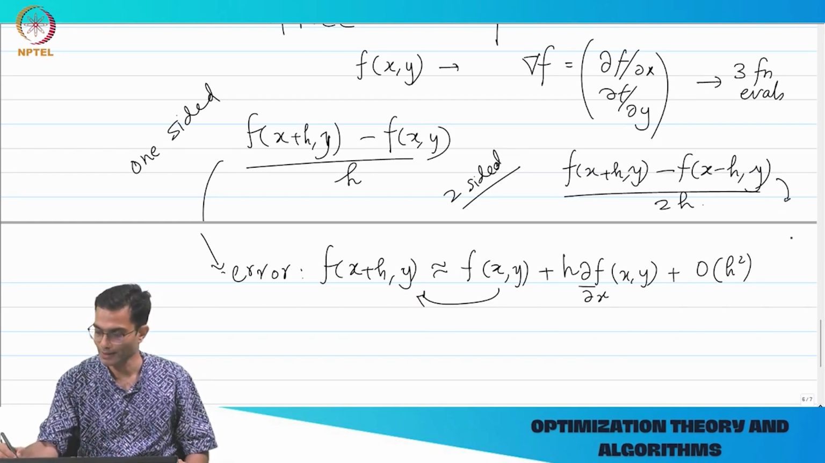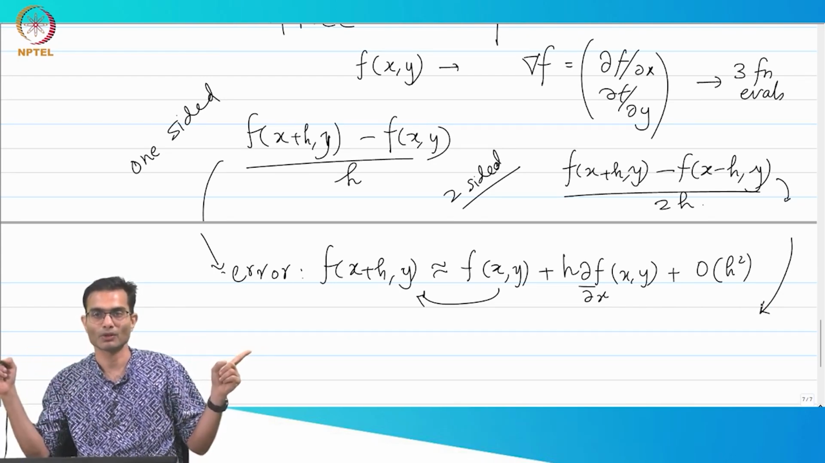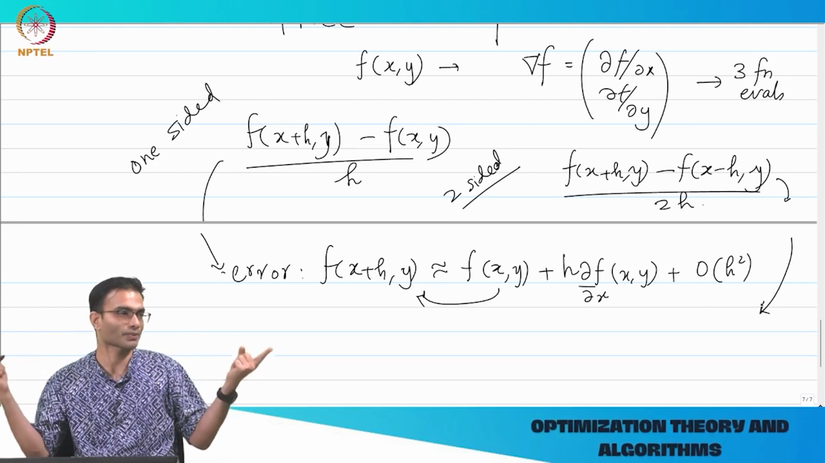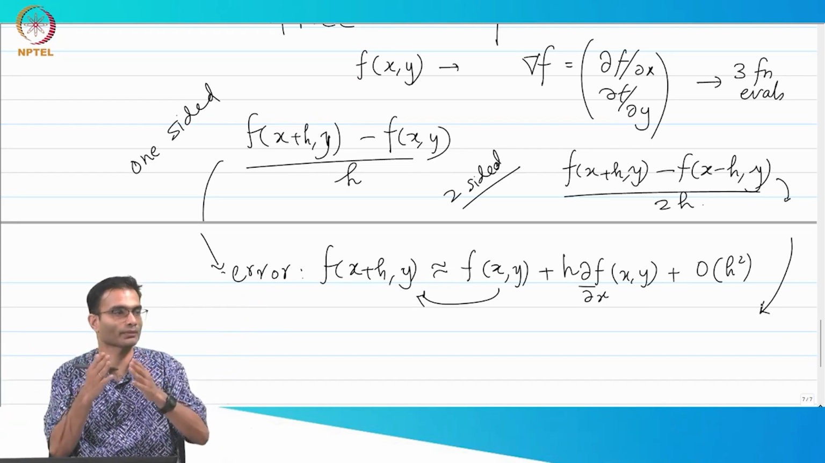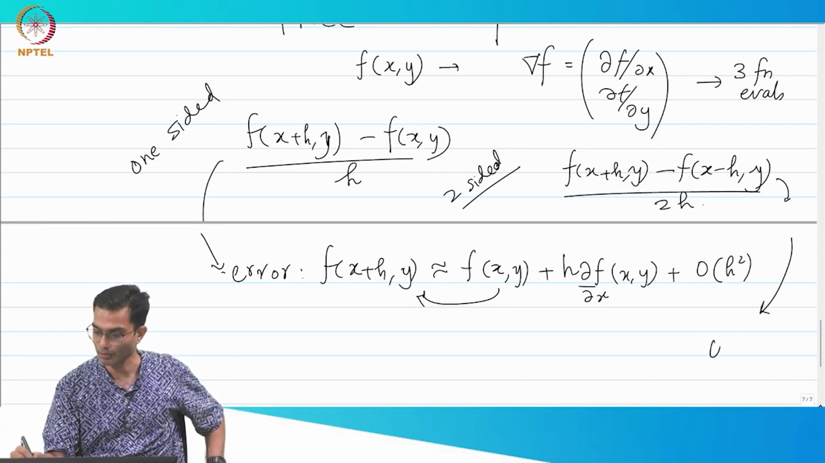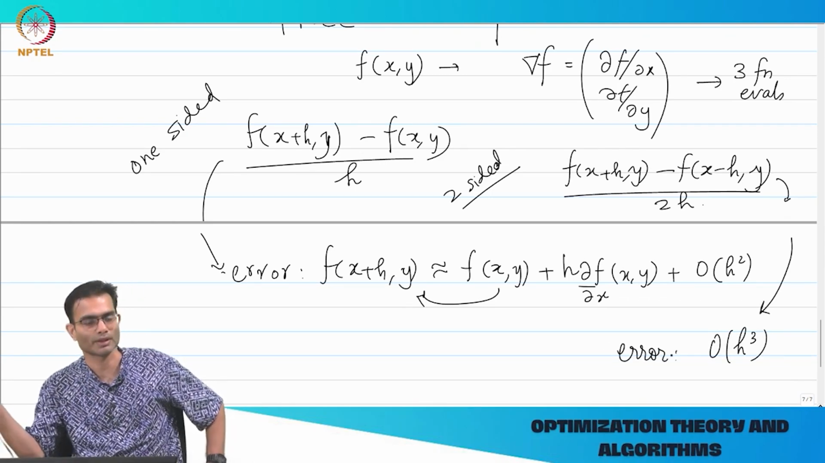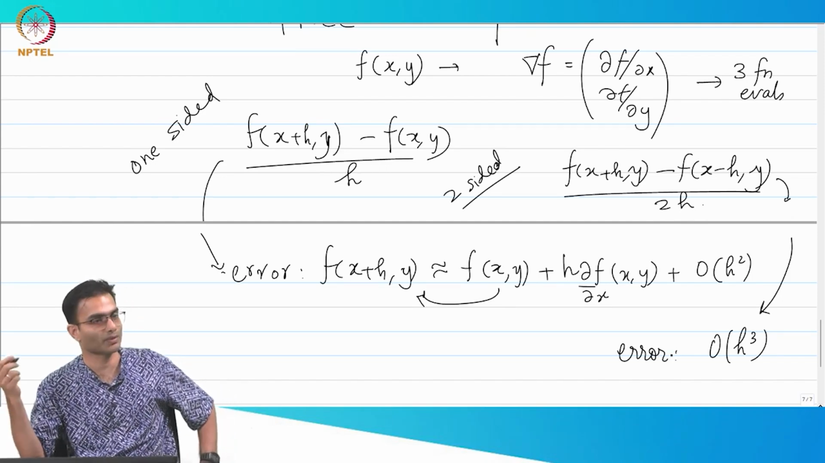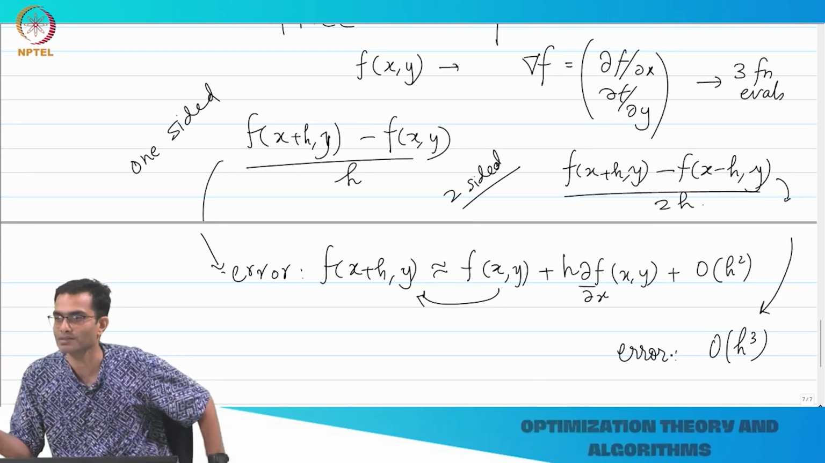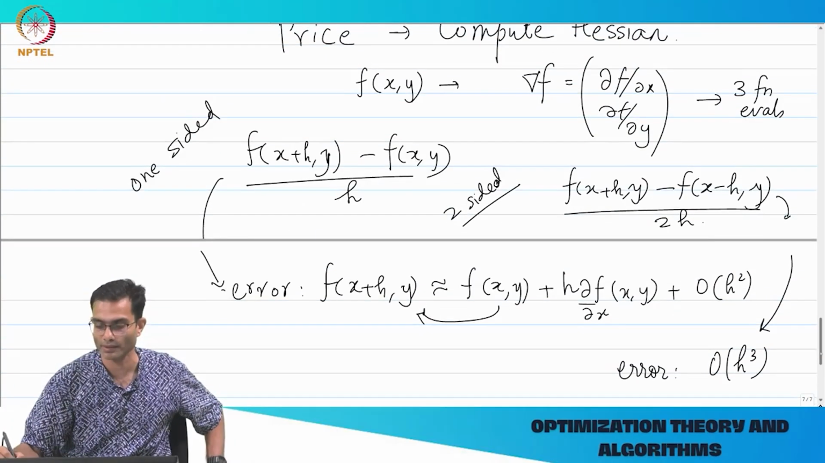On the other hand, if you write the Taylor series expansion for f of x plus h and f of x minus h, what will happen to the quadratic terms? They cancel out exactly, because h square has the same sign, and subtracting the two you get cancellation. So the error is order h cube. That's why the two-sided difference is much more accurate. Always a price to be paid: I need 4 function evaluations instead of 3. And this was just to calculate grad f.